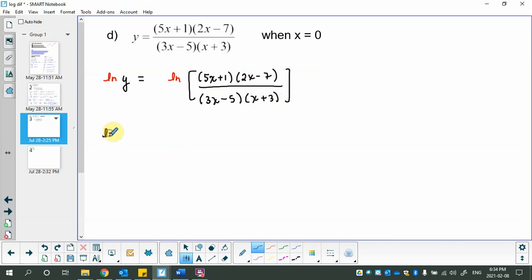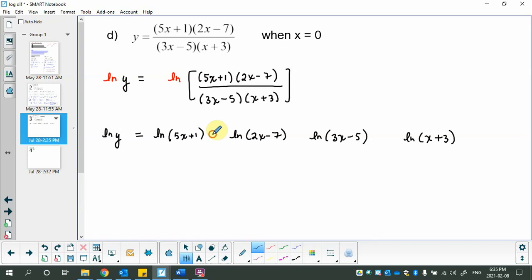So next line, ln y equals, let's stretch this out. We have to be super careful about this. The one thing I'm excited about is there's no exponents, so that means there's no law of powers that I have to worry about. But I do have to worry about ln of 5x plus 1. I have to worry about ln of 2x minus 7. I have to worry about the ln of 3x minus 5. Again, no exponents to worry about. And I have to worry about the ln of x plus 3. And this is multiply. So between those two pieces, I have a plus.